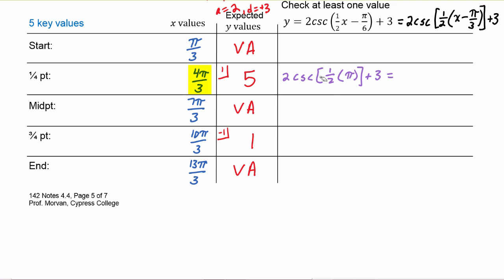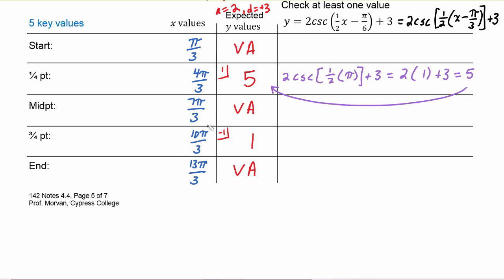Now, of course, this is pi over 2, the cosecant of pi over 2. You might want to think of it as 1 over the sine of pi over 2. We know the sine of pi over 2 is 1, so the cosecant of pi over 2 is the reciprocal of 1, which is just 1. So this works out to be 5, just what we expected it to be.